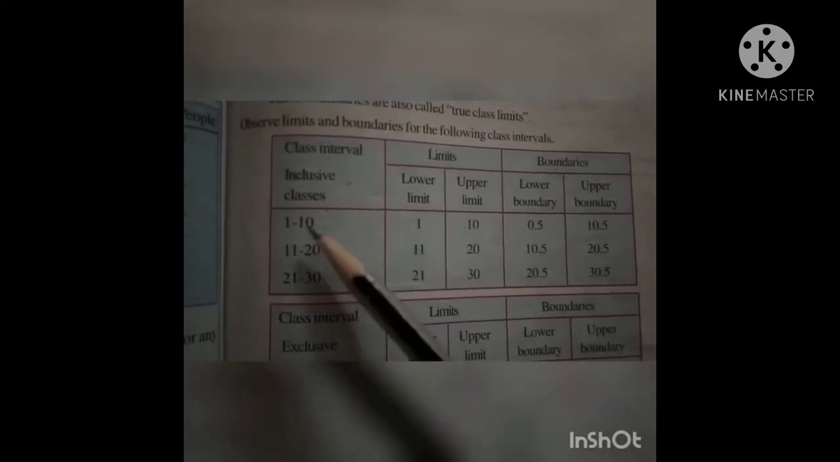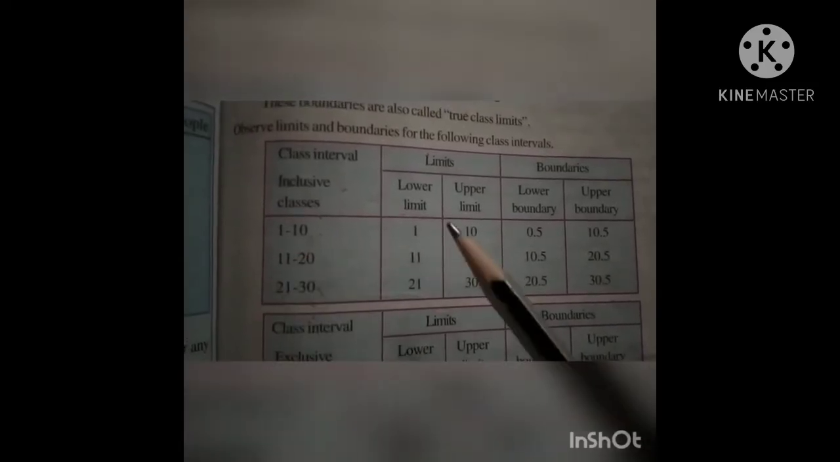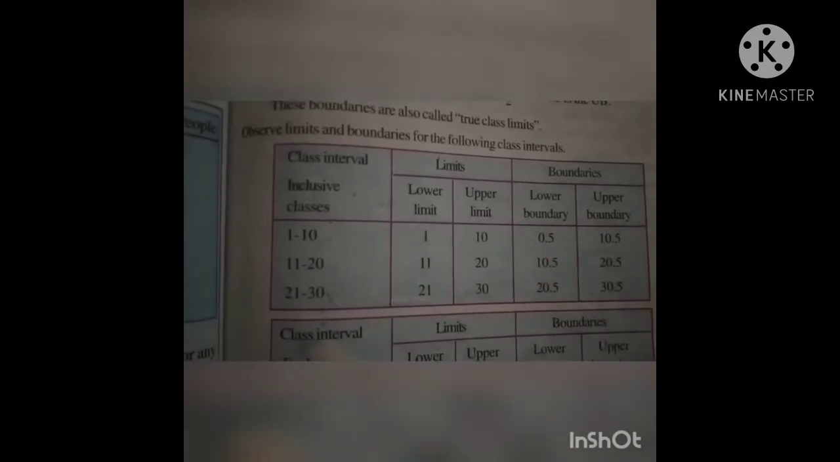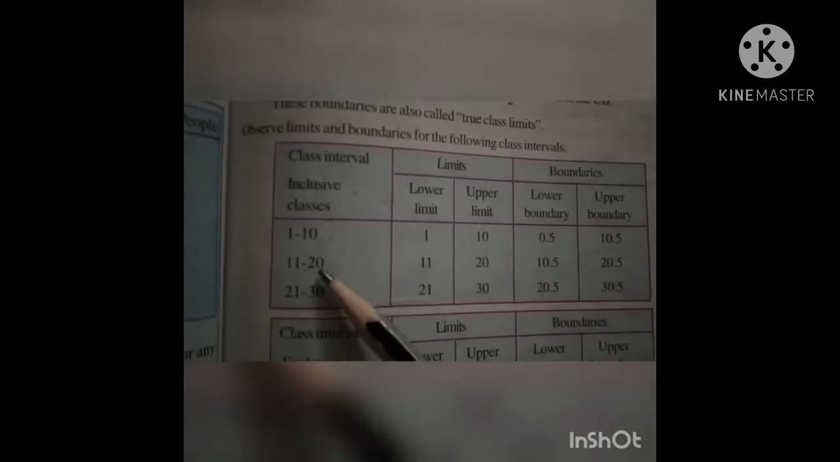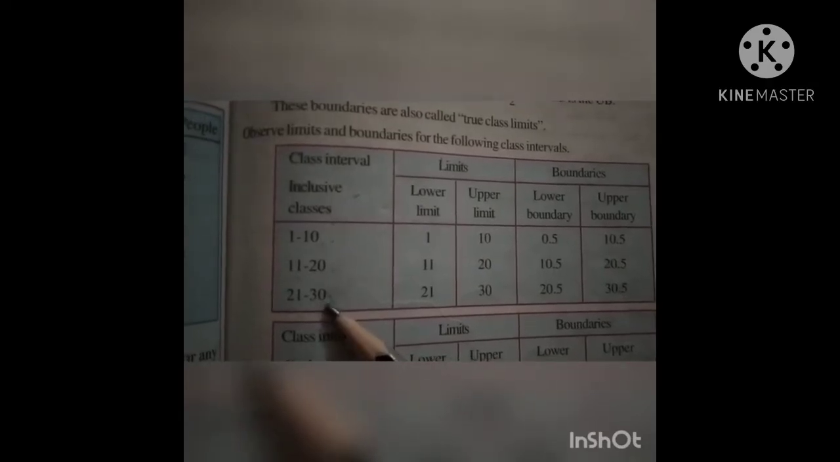So for the first class interval 1 to 10, what is the lower limit? 1. The upper limit is 10. At the same time, for 11 to 20, the lower limit is 11 and the upper limit is 20. The lower limit is 21 and the upper limit is 30. These are just the limit values.